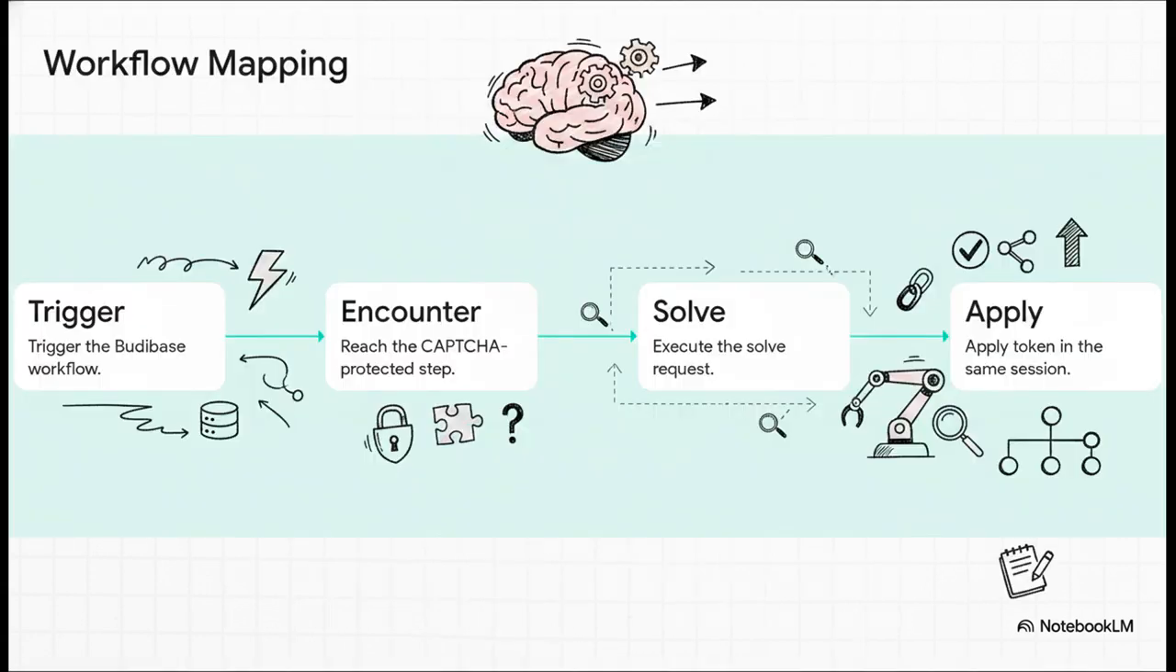Right. Once you actually have authorization, you must map the entire chain before adding the solver. Do not start with the API call. Actually, scratch that. Don't even look at the API yet. Start with the full workflow.